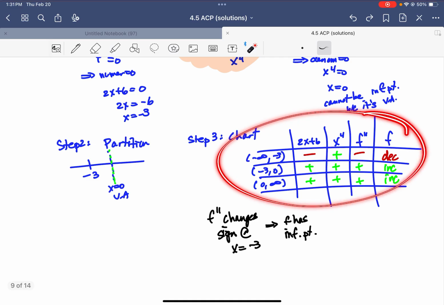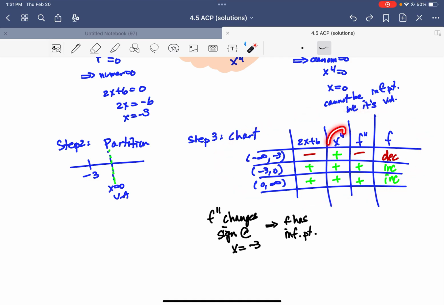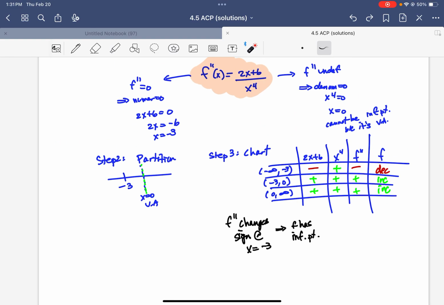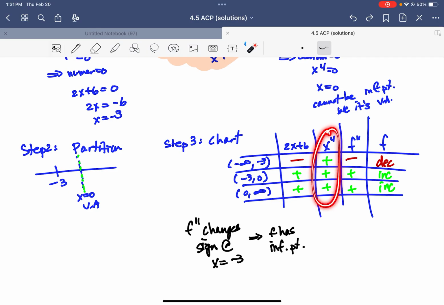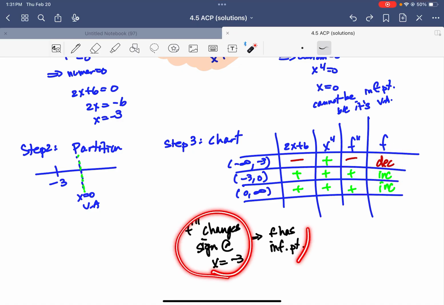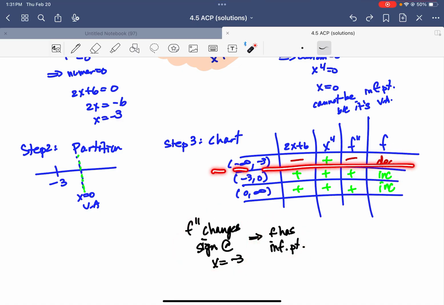So then when we chart, we get this, making sure to put our denominator and numerator. This is always positive. That makes it easy. So we get this. So it looks like the second derivative changes sign at 3. So that's why we have an inflection point right there.